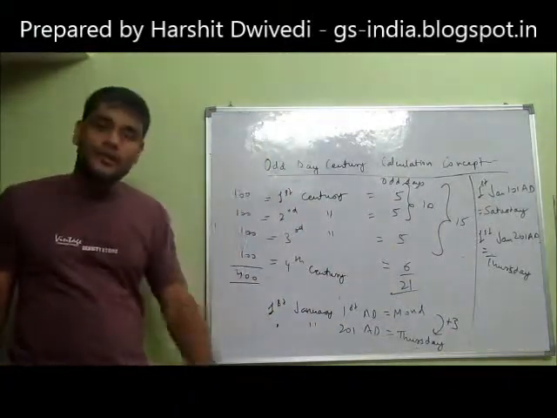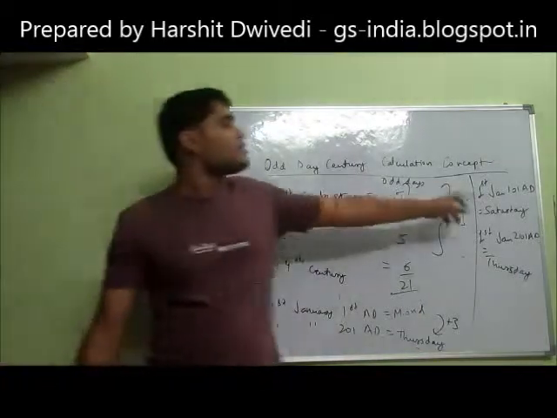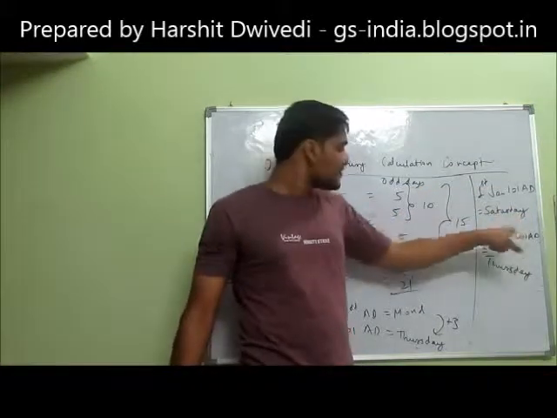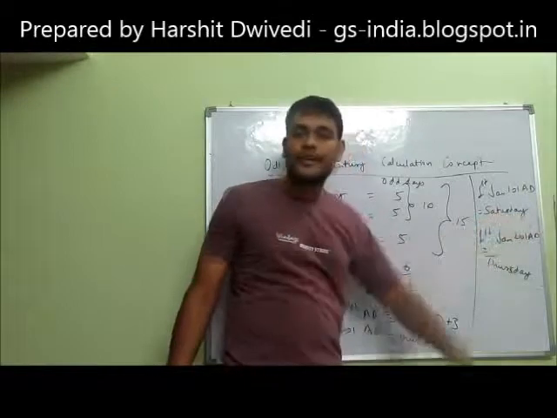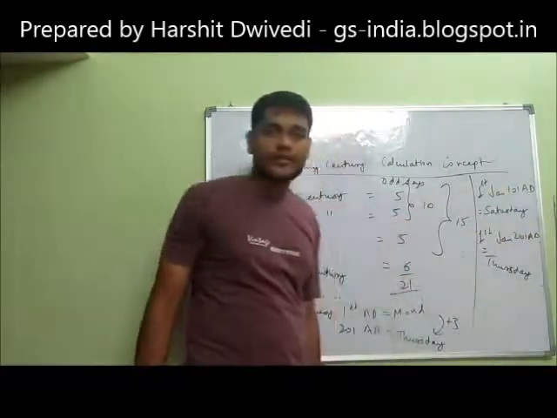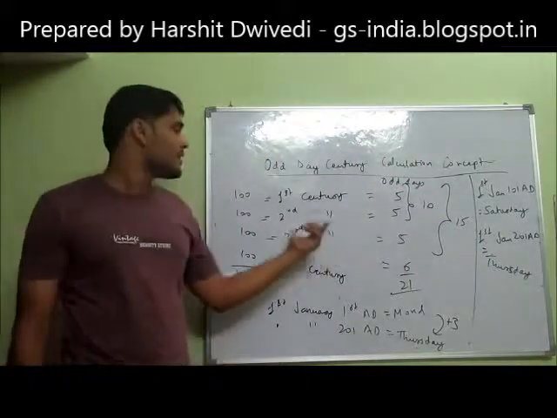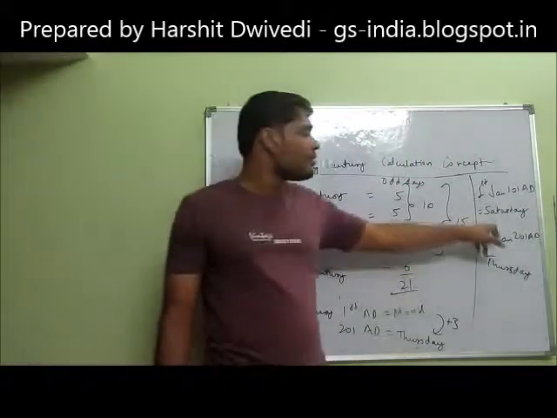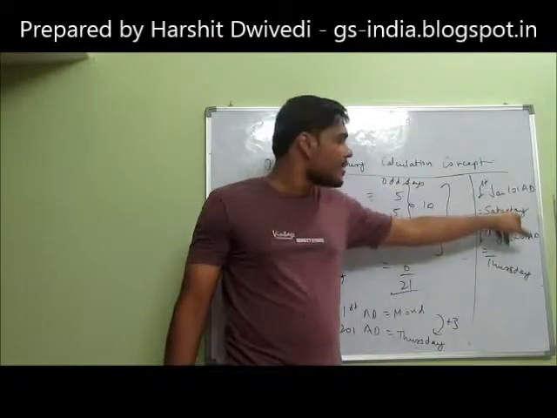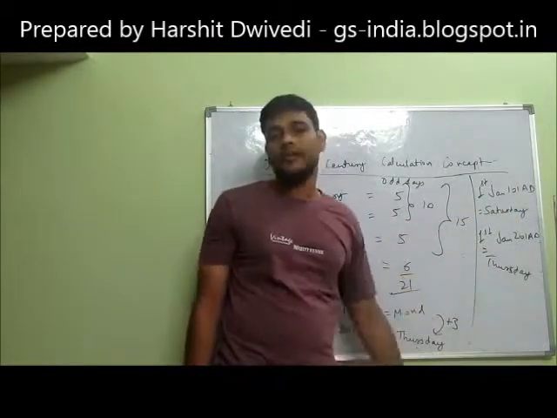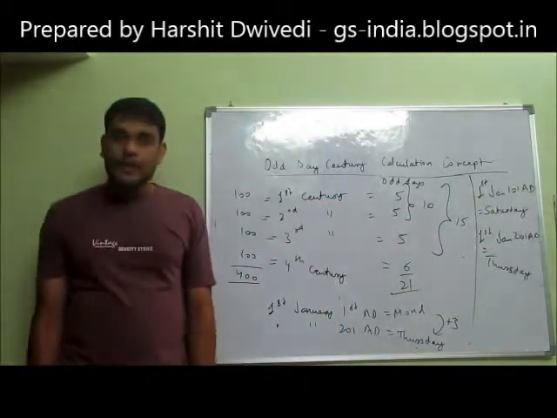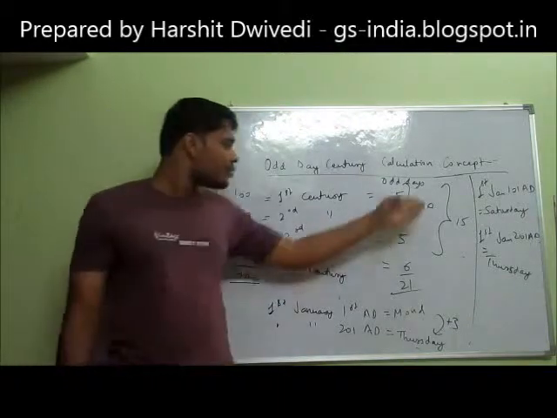5 days after Monday. Similarly, 1st January 101 AD, Saturday. What is 1st January 201 AD? It is again 100 years afterwards. 2nd century, odd days, 5. So if 2nd century odd days 5, we have to move 5 days ahead of Saturday. When we will move 5 days ahead of Saturday, we will reach Thursday. Simple. Now, we have to do it directly also.